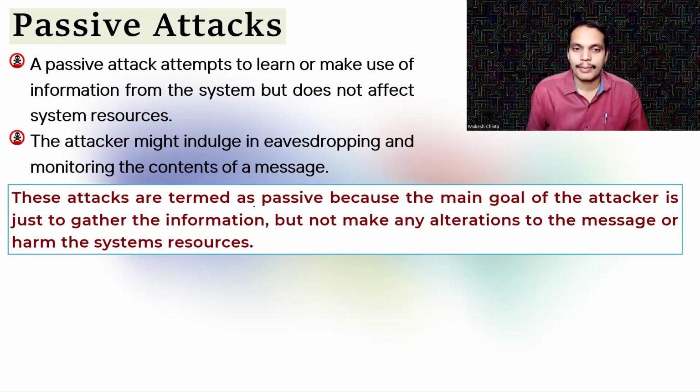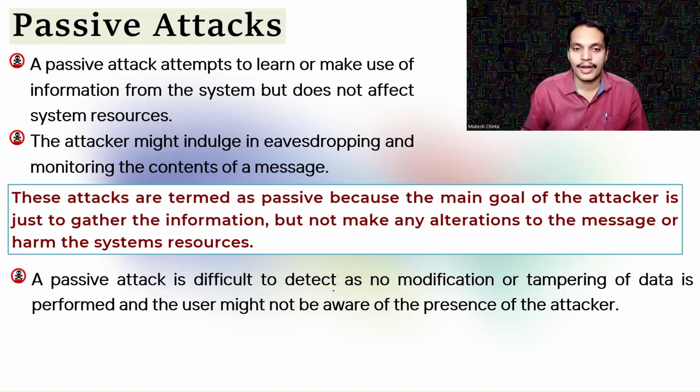These attacks are termed as passive simply because the main goal of the attacker is just to gather the information but not make any alterations to the message or harm the system's resources. Because the attacker is not doing any modification, he is not altering anything, he is not stopping anything, his presence might not be actually known to the sender or the communicating parties. A passive attack is difficult to detect simply because no modification or tampering of data is performed and the user might not be aware of the presence of the attacker.